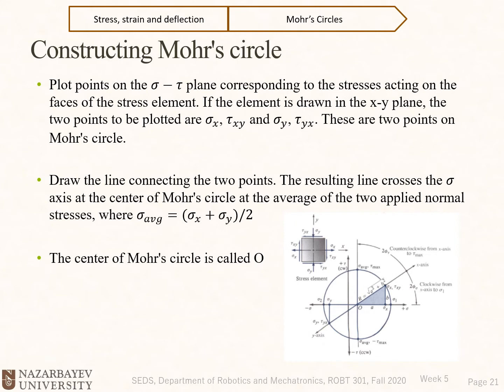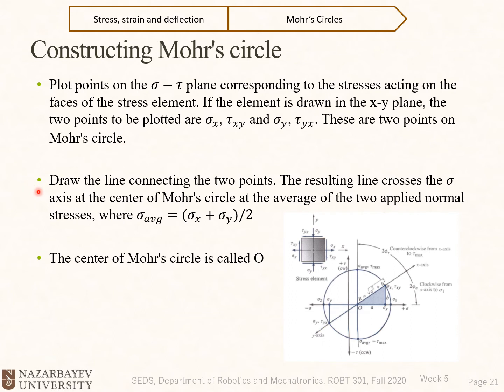Okay, now we have our circle and see how we could use it. Plot points on the sigma-tau plane corresponding to the stresses acting on the faces of a stress element, which we already did. We call those the A and B points. If the element is drawn in the xy plane, the two points to be plotted are sigma x, tau xy, the A point, and sigma y, tau yx, the B point. These are two points on the Mohr circle.